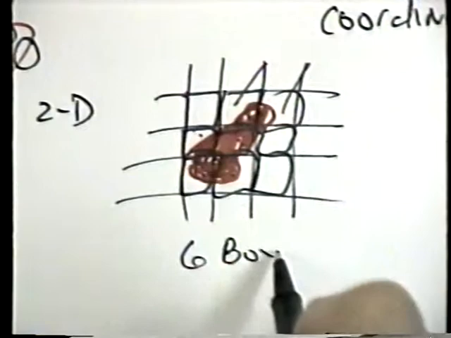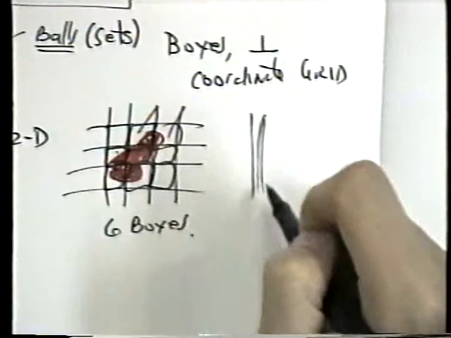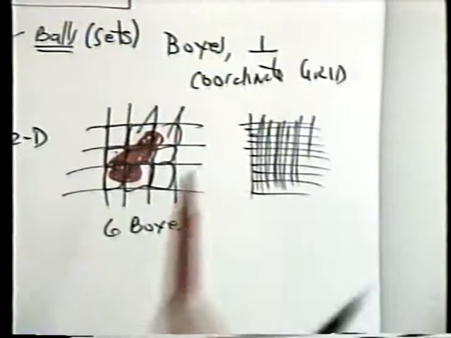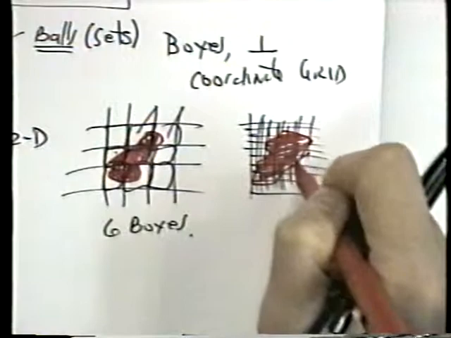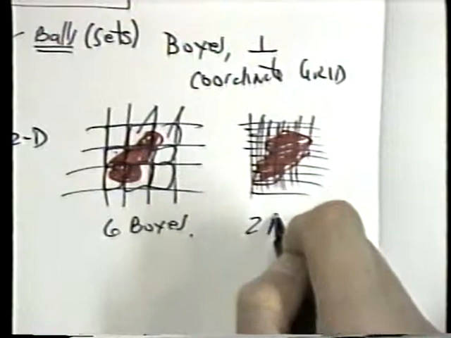Then what we can do is change the box size. So we can make the box size smaller, for example, and have the same object. This is the same object. And we could find out how many of the smaller boxes cover the same object. And in this case, it's exactly 24 boxes.